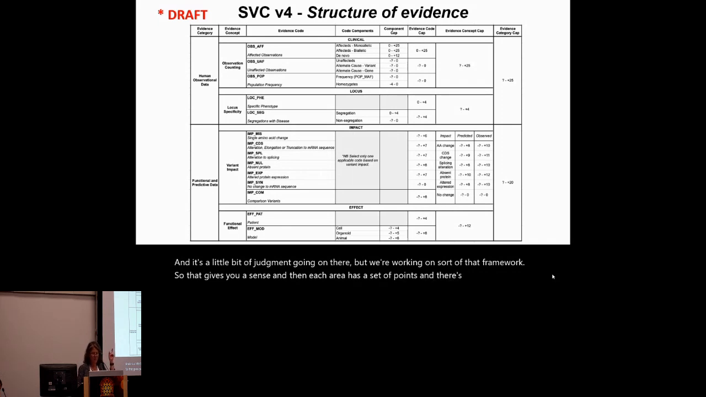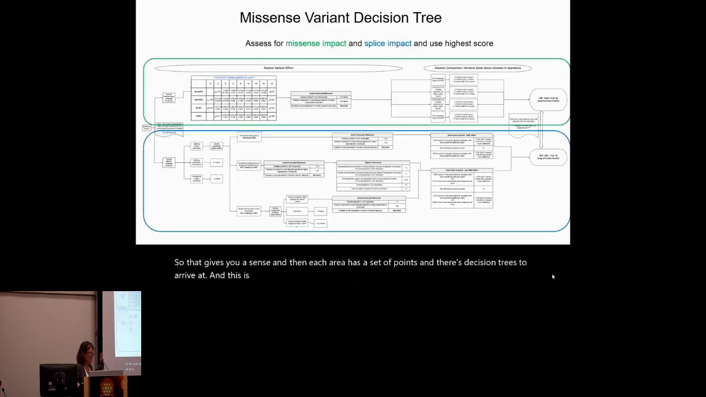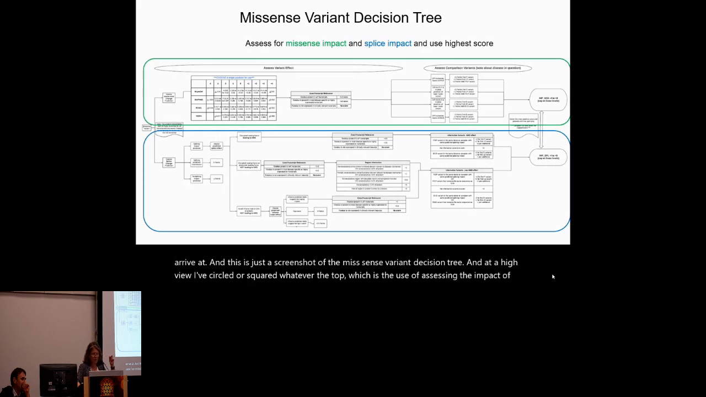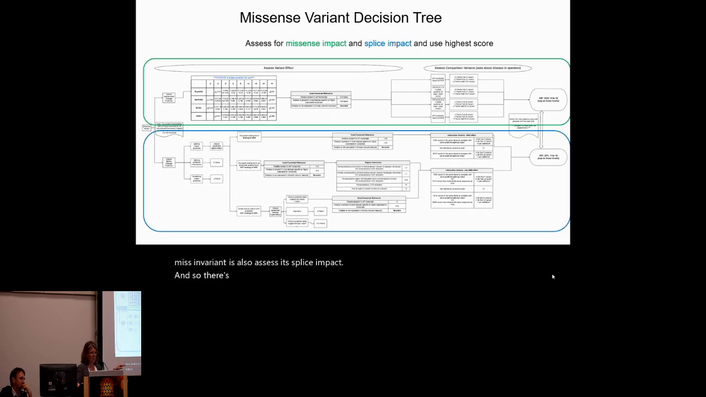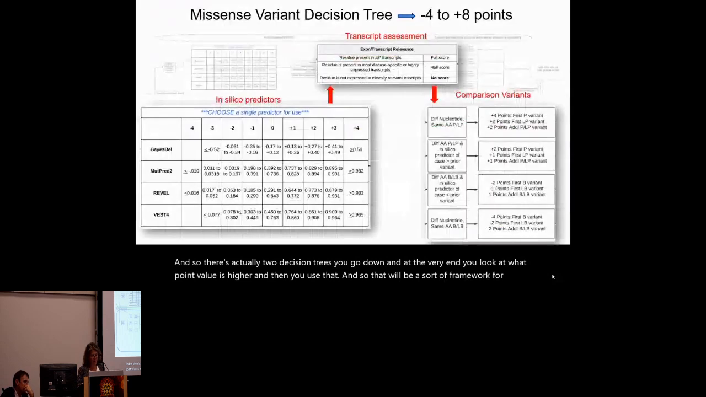Each area has a set of points, and there are decision trees to arrive at them. This is just a screenshot of the missense variant decision tree. At a high view, I've circled the top, which is assessing the impact of the missense change, the amino acid substitution. But what everyone now has to do for every missense variant is also assess its splice impact. So there are actually 2 decision trees you go down, and at the very end, you look at which point value is higher, and then you use that. That will be the framework for every missense variant.